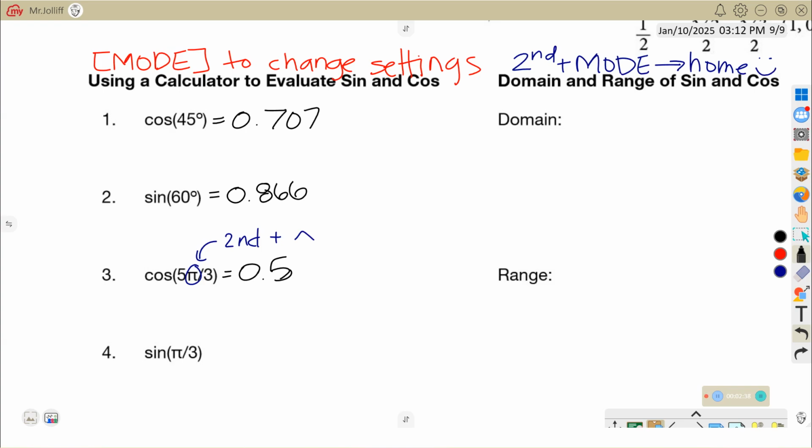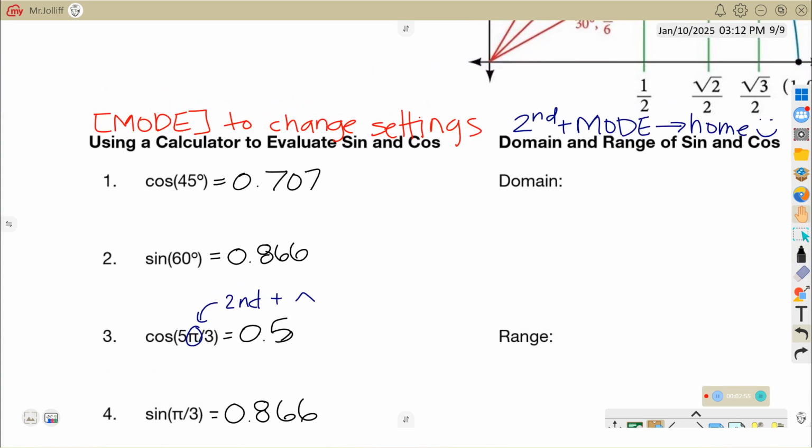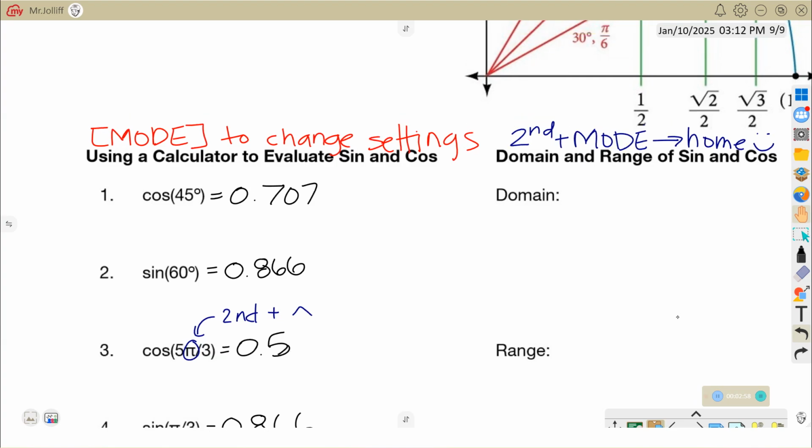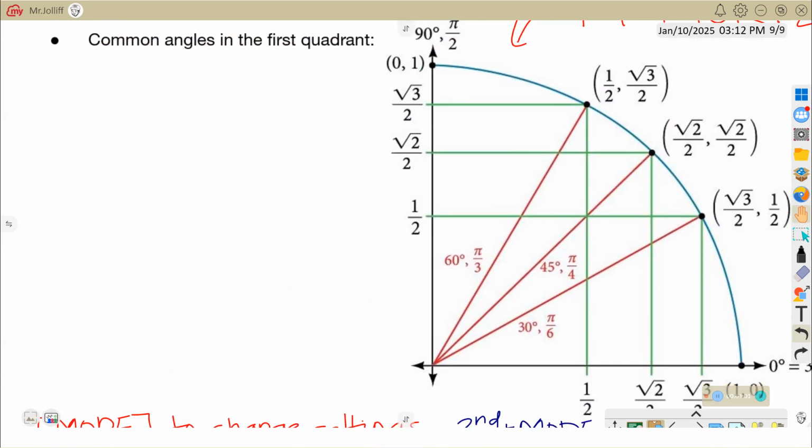All right, last one. LD, what'd you get? 0.866. Did anybody else get that? I see some thumbs up. Very good. And we know we should, because pi over 3 and 60 are giving us the same answer, because in the graph, pi over 3 and 60 are the same angle in the picture. So they should give us the same answer. And I will bet you money that square root of 3 divided by 2 is 0.866. And that's where that's coming from.